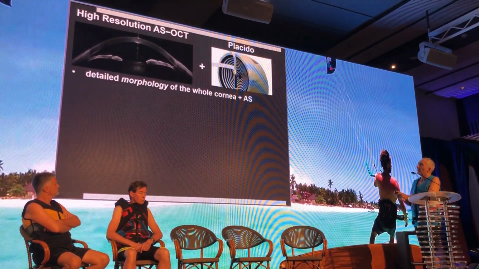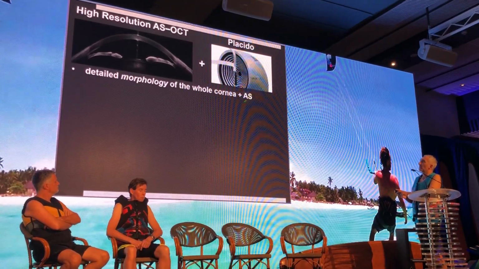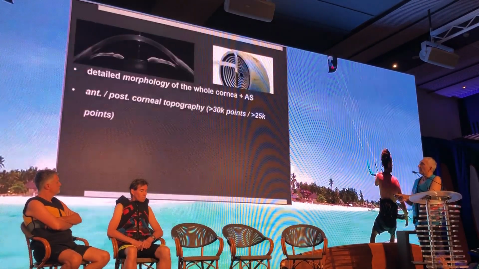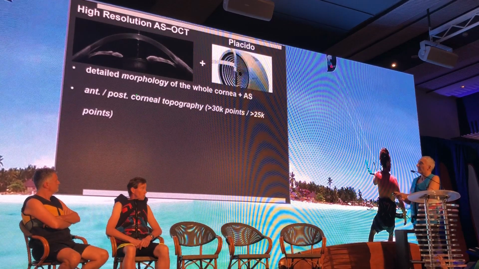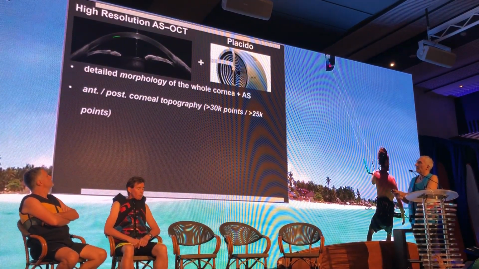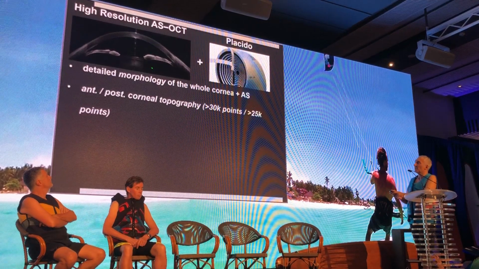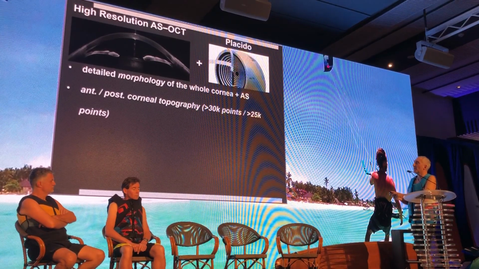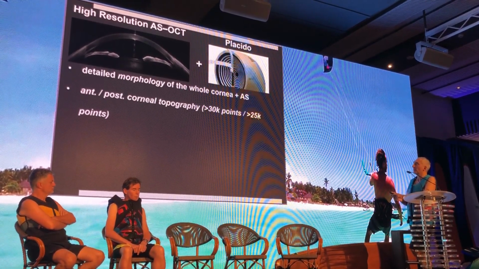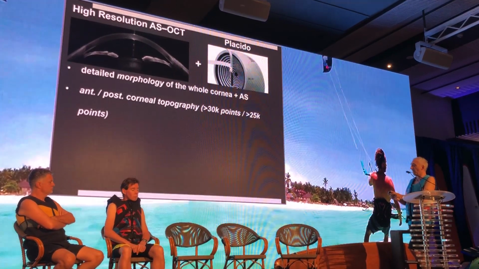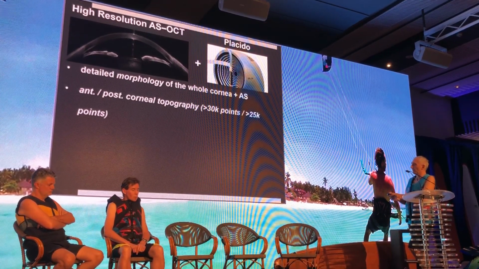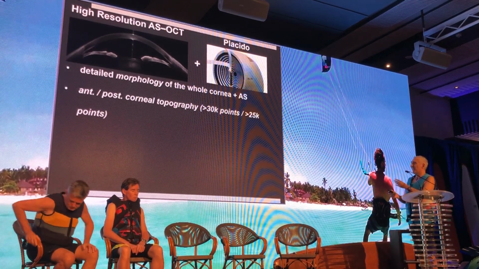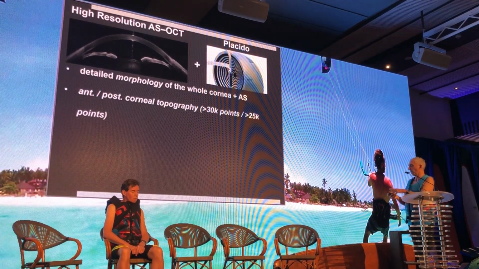And combining the higher resolution anterior segment OCT with the placido disc, you not only get detailed morphology of the whole cornea and anterior segment, but we can get very precise corneal topography, because this is sampling in 25 sections automatically, plus here the placido disc, and I think more than 30,000 points in the front of the cornea and more than 25,000 points in the back of the cornea. So it's much higher than many machines that are intended for studying the cornea for IOL calculation, for example, or for corneal surgery.